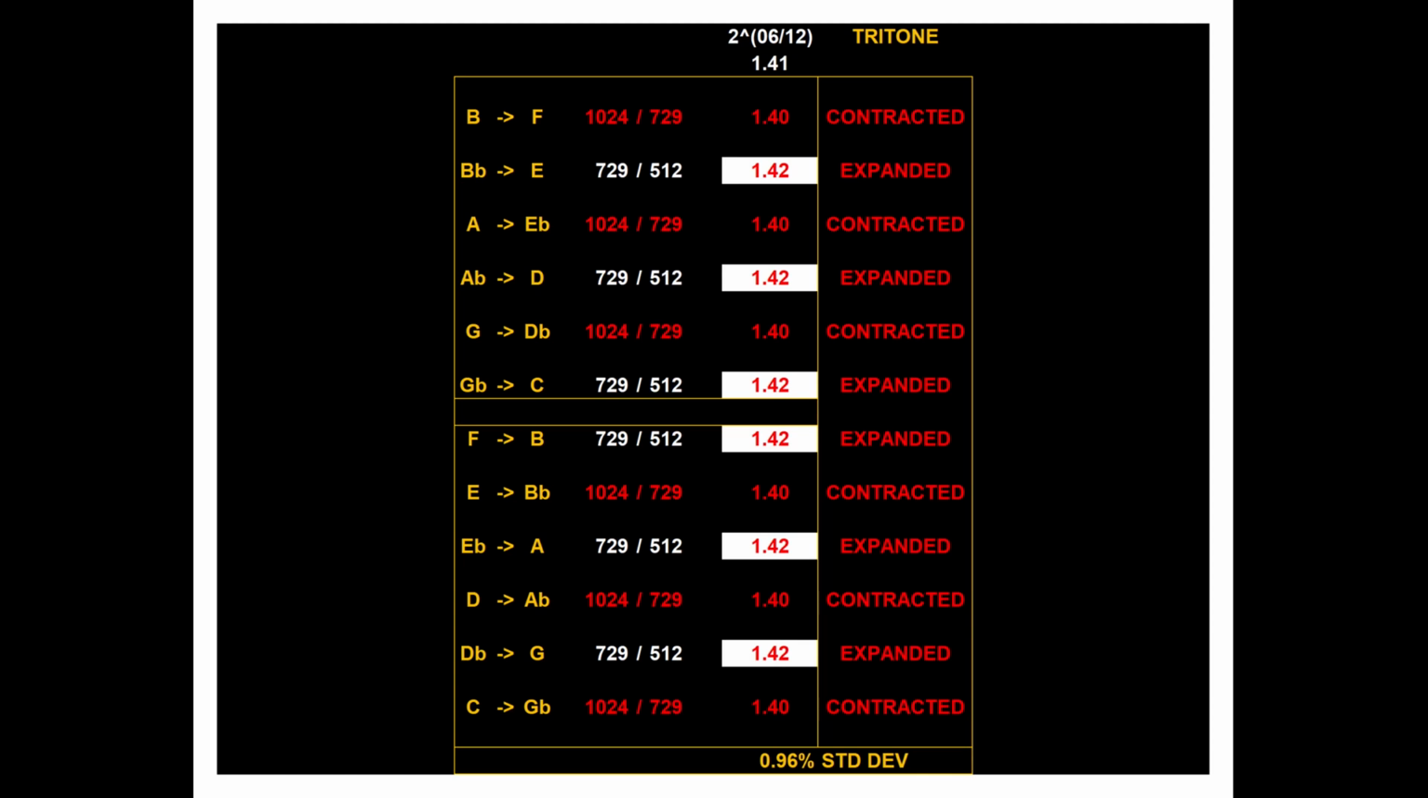It is the boundary, and it is its own self-contained geometric mean opposite. As you can see here, we have 6 versions of 1024 over 729, and they correspond with 6 versions of its geometric mean pair, 729 over 512.